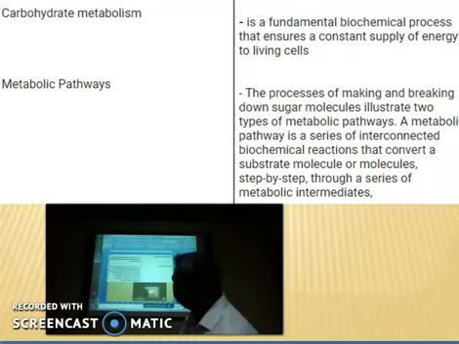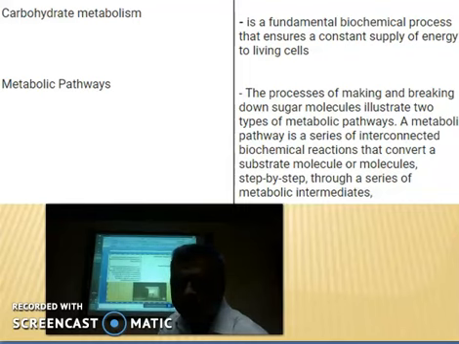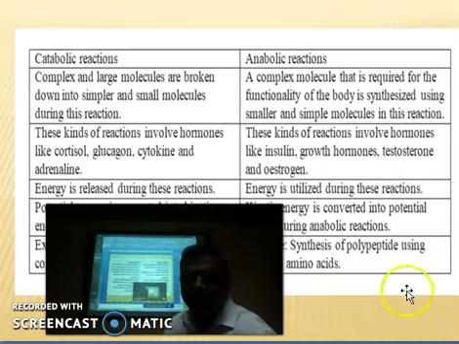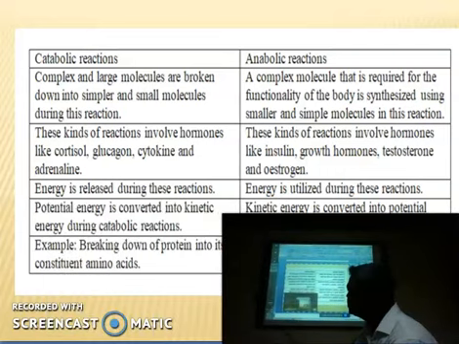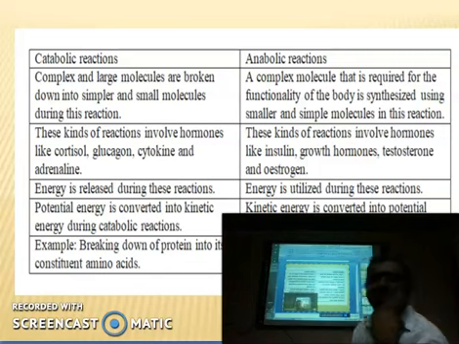Now, metabolic pathways are the process of making and breaking down sugar molecules, illustrating two types of metabolic pathway. A metabolic pathway is a series of interconnected biochemical reactions that convert a substrate molecule step by step through a series of metabolic intermediates. So this is about carbohydrate metabolism, the metabolic pathways, and how the reactions happen. In between, as I said previously, I am taking the differences between catabolism and anabolism: catabolic reactions and anabolic reactions.